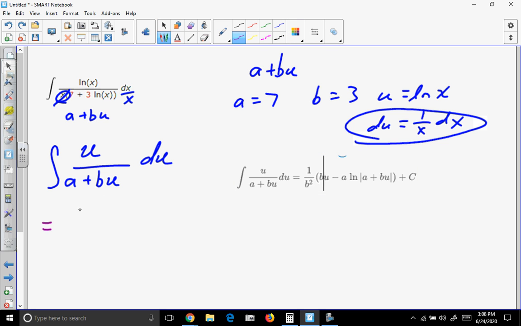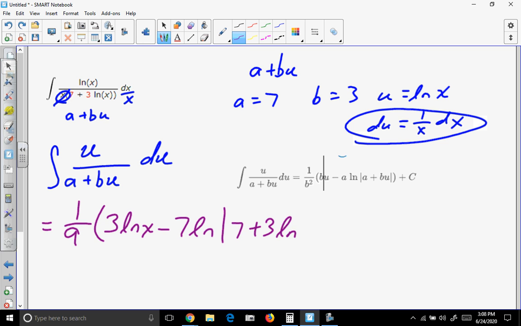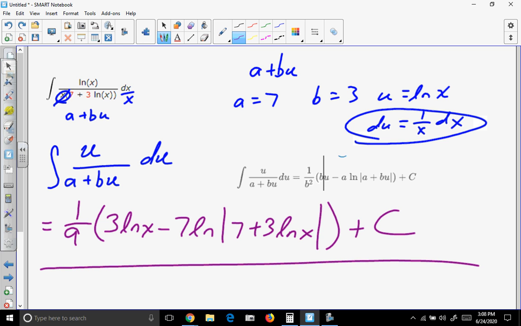So that integrates into 1 over b squared, so 9, times bu minus a natural log absolute value of a plus bu plus c. And that just comes from using number 3. So sometimes the formula is hidden a little bit. We saw natural log, so we tried to find a natural log, but this wasn't a natural log. It was actually an a plus bu.